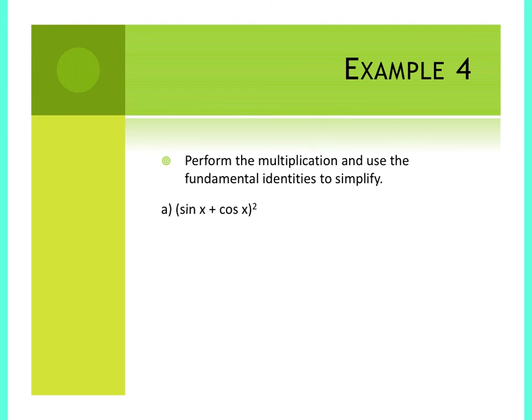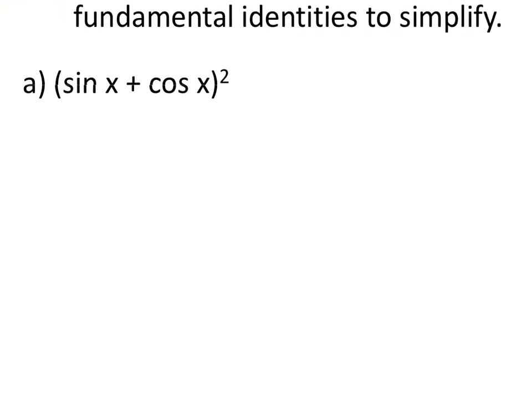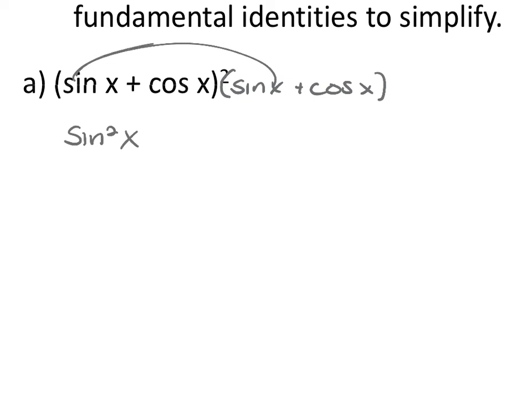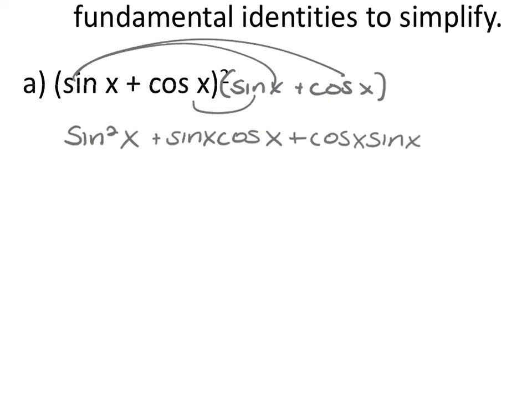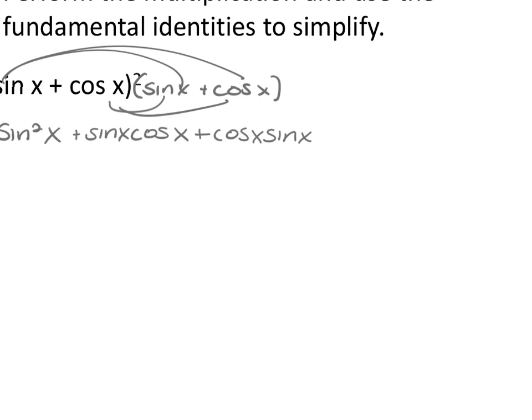So again, it's telling you what to do. I'm going to multiply this out. I'm not going to distribute the squared, because that's wrong. I'm going to expand and FOIL. So sine of x plus cosine of x. Sine times sine is sine squared x. Sine times cosine, sine x cosine x. Cosine x sine of x. And cosine times cosine, which is cosine squared of x.